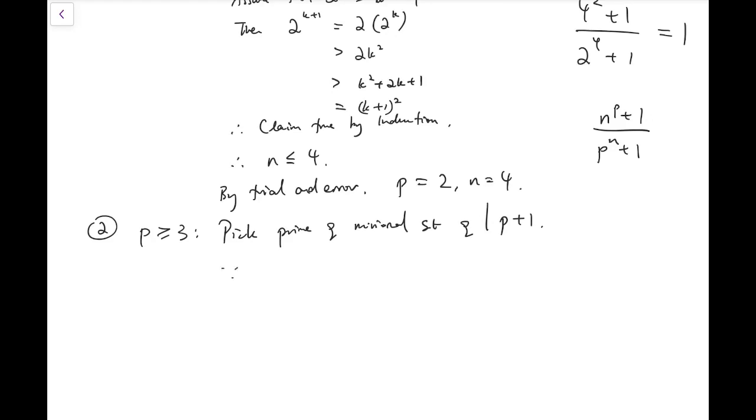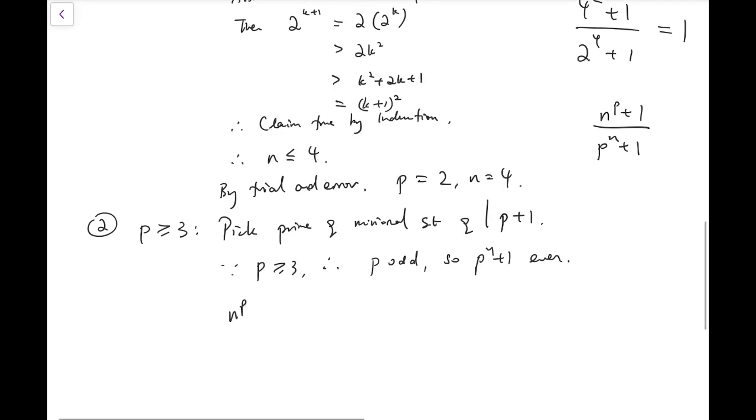Now, because p is greater than or equal to 3, we must have p to be odd. So p to the n plus 1 is even. Now, for n to the p plus 1 to be divisible by an even number, n to the p plus 1 itself must be even as well. So n is also odd, forced to be odd. So because we have p to the n plus 1, where n is an odd number, we know that p plus 1 should divide the denominator.